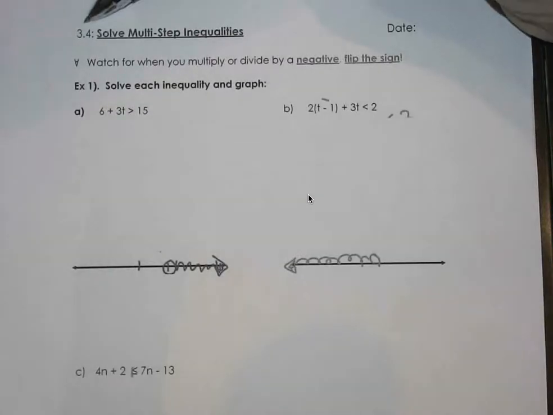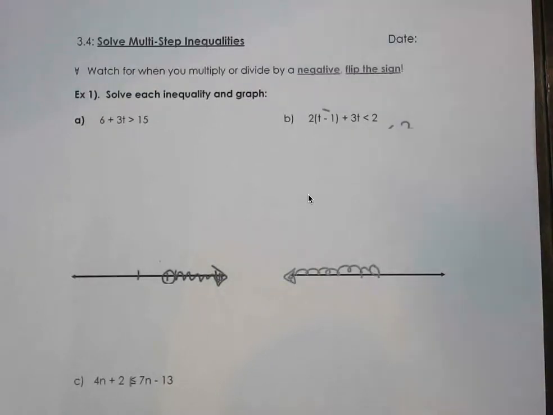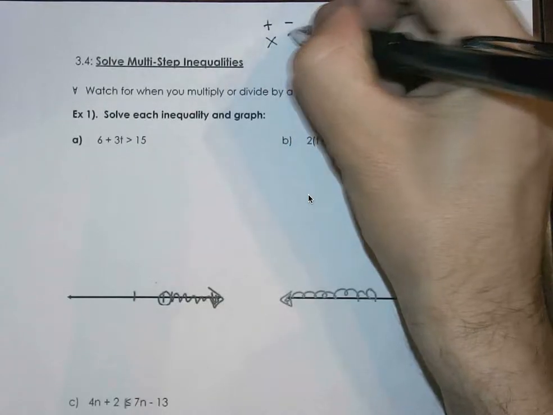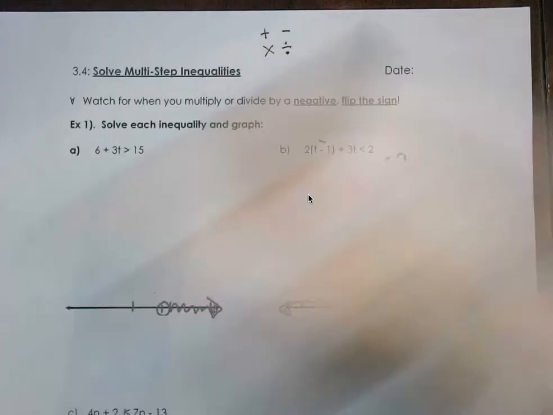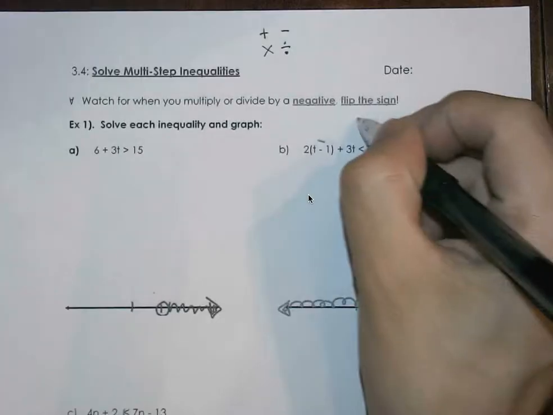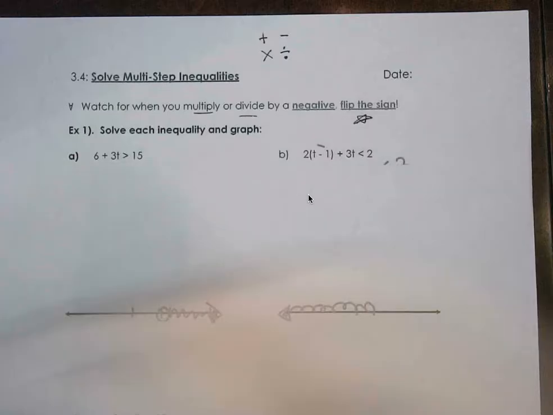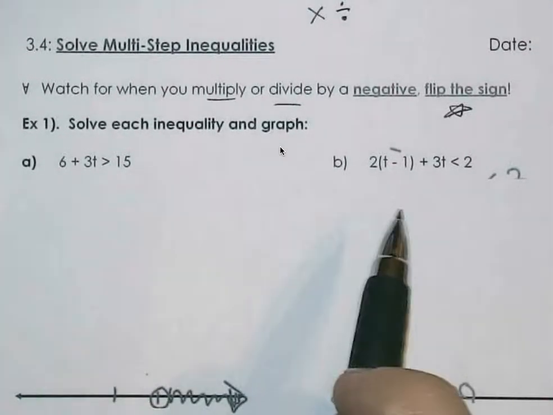Taking a look at 3.4, solving multi-step inequalities. We have so far seen addition and subtraction with inequalities. We've also seen multiplication and division. Previously, we saw that we occasionally need to flip the sign when we're dividing or multiplying by a negative number. So that'll come back again as we begin to work with two-step inequalities and some multi-step inequalities.